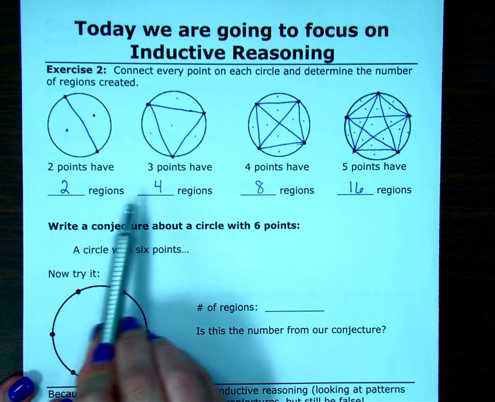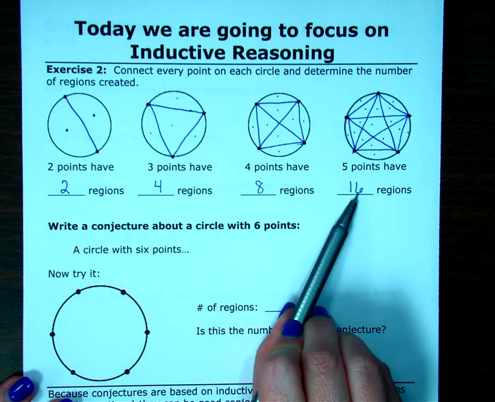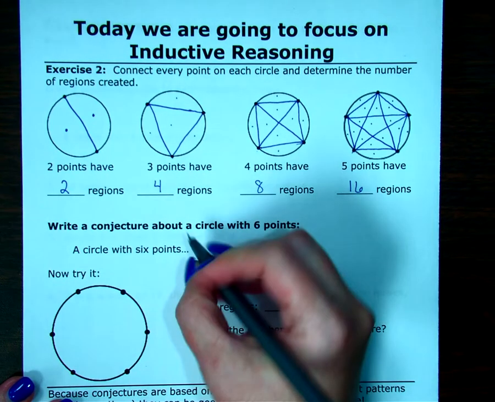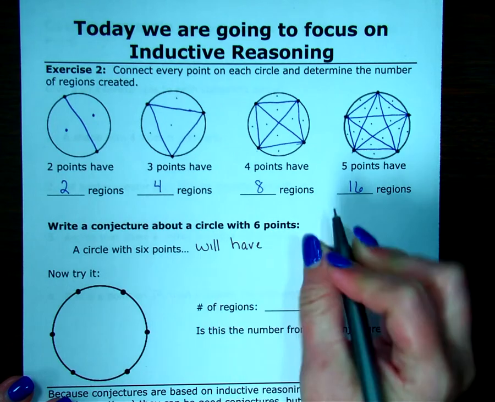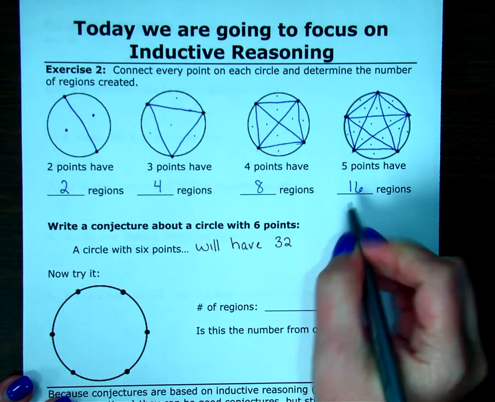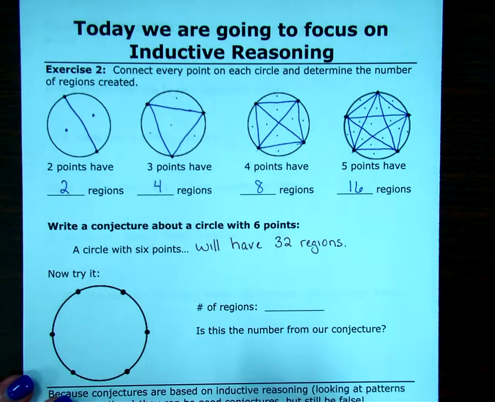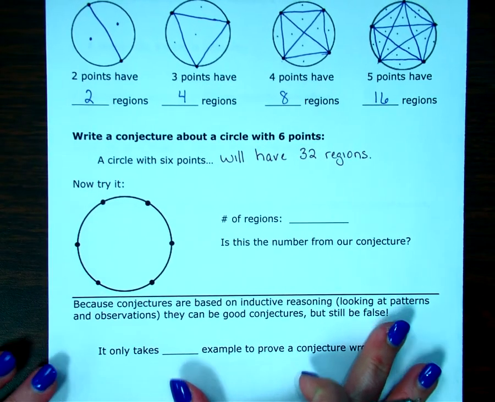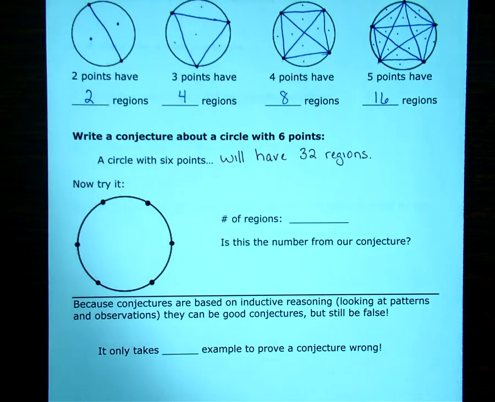2 times 2 is 4. 4 times 2 is 8. 8 times 2 is 16. So I'm going to conjecture that a circle with 6 points will have 32 regions, because I'm going to multiply that 16 by 2. Okay? Go ahead and try that with this circle, and then in the next video, we'll see that we got 32 regions. Okay? I'll see you in the next video.